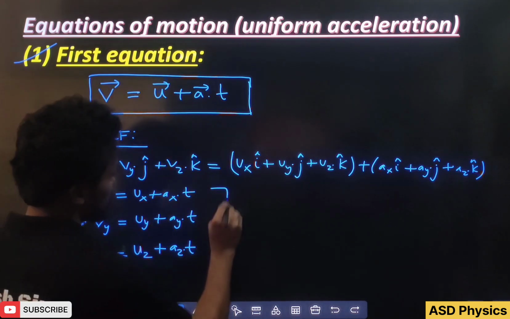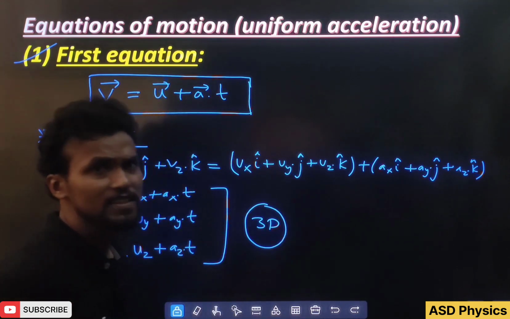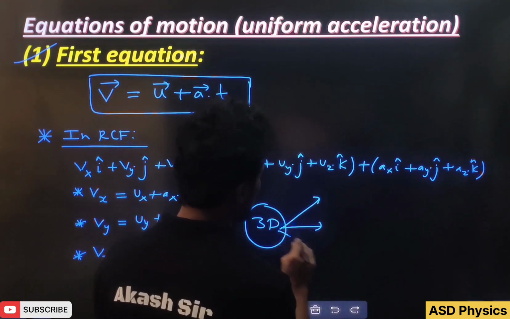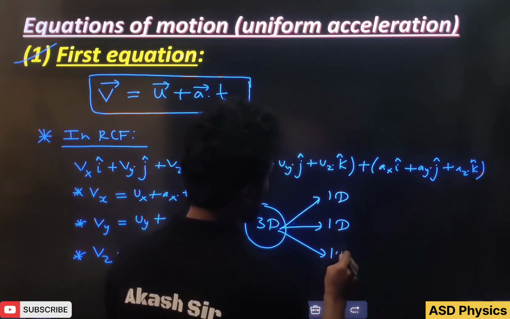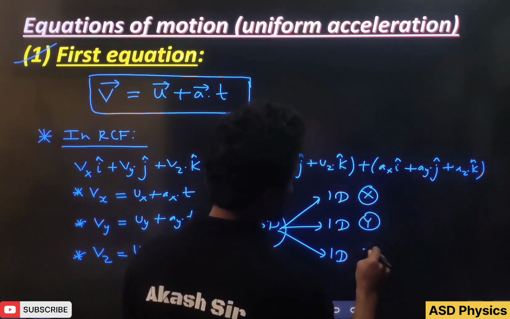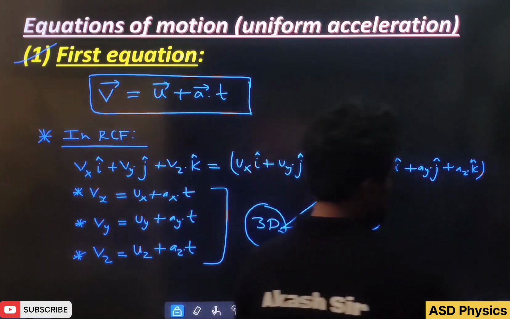Okay, students. So remember that when the particle is moving in 3D, this 3D can be considered as three independent 1Ds. One along x direction, one along y direction, and one along z direction. Okay, students. So in this way, we can solve the questions very easily by breaking it into components.